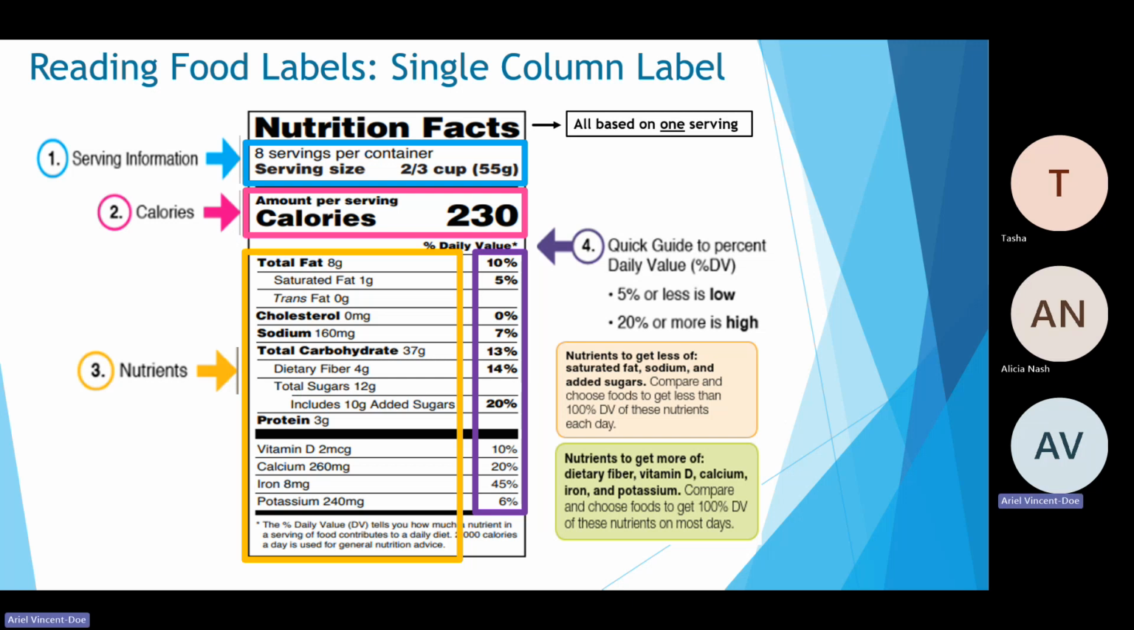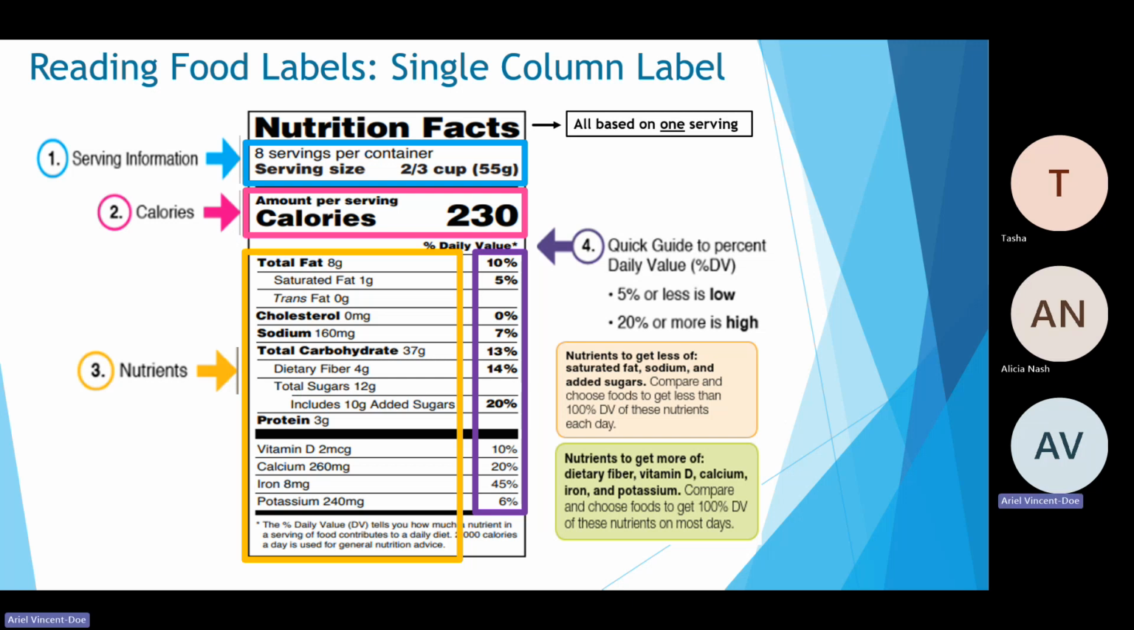So how can you tell if you're getting less or more? If you look at the section to the right, so there is a purple box around the percent daily value, which we're about to talk about. That will guide you on if you're getting more or less of that. So 5% or less is low. 20% or more is considered high for that percent daily value.